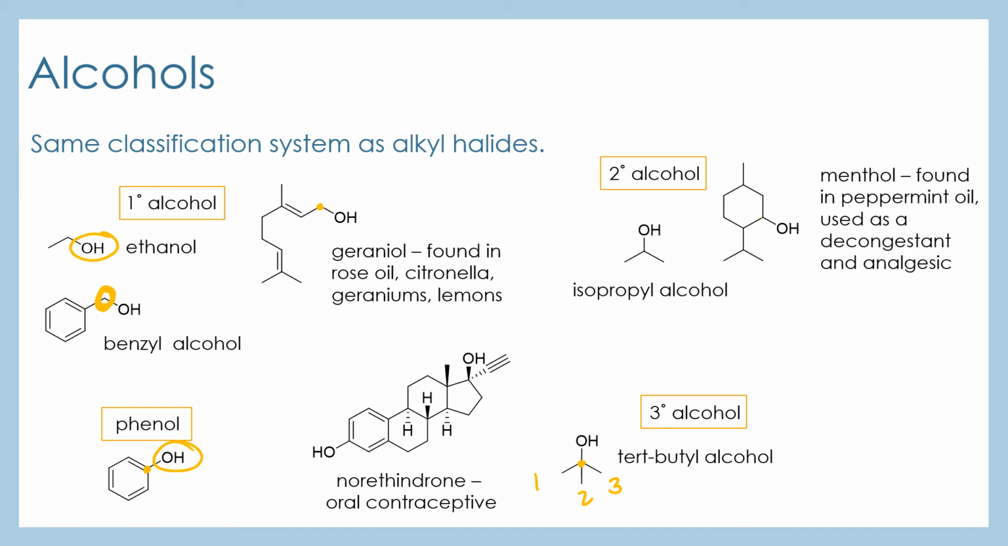Now this compound, norethindrone, is an oral contraceptive. I believe it's kind of a mimic of estrogen or very similar to it. Notice that we have a tertiary alcohol on here. This carbon is attached to a carbon that has 1, 2, 3 other carbons attached to it. And we also have a phenol. So you can have several different functional groups present in the same molecule. We also have an alkyne, and we have an aromatic ring. So there are 4 different things happening in this molecule.